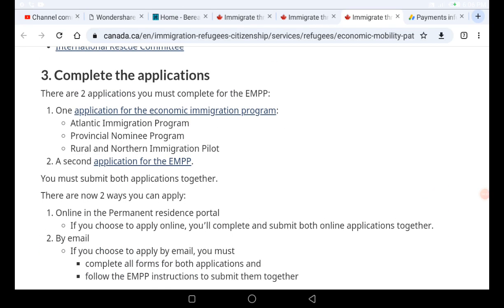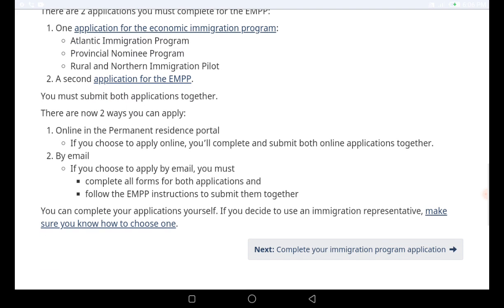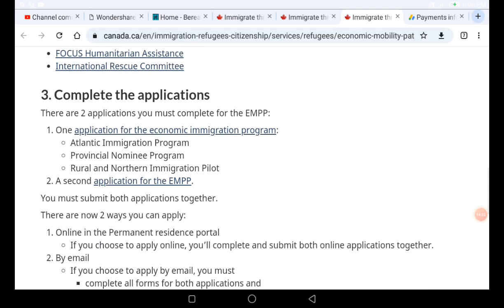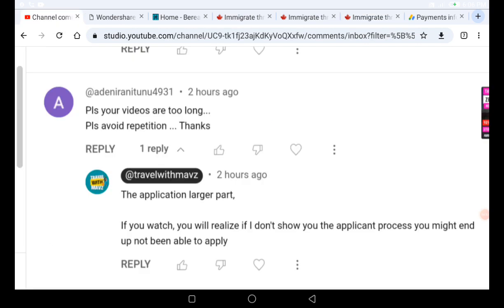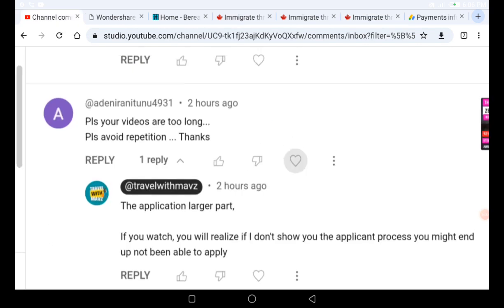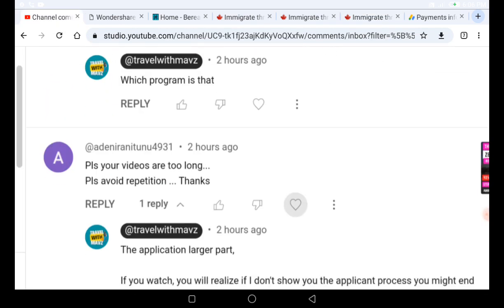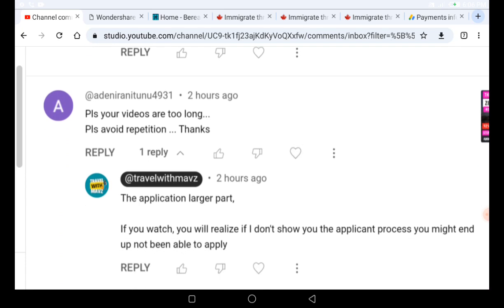The reason I'm not going to be proceeding to the self application is majorly because of this comment right here. I don't know if it's a lady or a guy. He said, please, your videos are too long. Please avoid repetition. Okay, so this is not my fault. I have to make sure I give you proper explanation so that you can understand what you need to do.